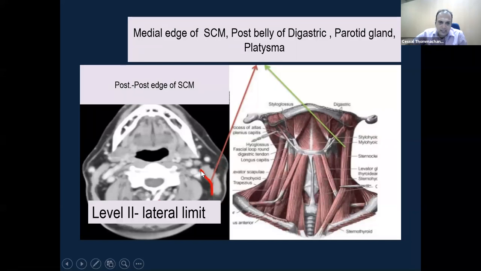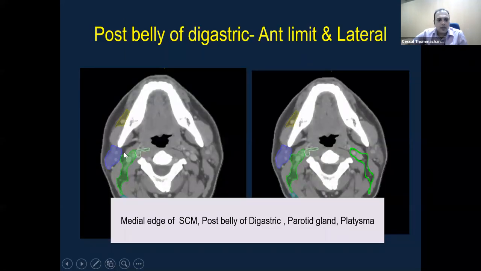The lateral limit is formed by various structures. One is the medial edge of the sternocleidomastoid. And others are the posterior belly of the digastric, parotid gland, and platysma. I will show you in the subsequent pictures. In this picture, you can see this is the level 2 lymph node. This is the posterior belly of the digastric. Can you make out this? The medial edge of the posterior belly of the digastric forms the lateral edge of the level 2 lymphadenopathy. The medial edge is formed by the medial edge of the internal carotid artery and scalenus muscle. This is posterior, this is medial, and this is anterior scalenus muscle.